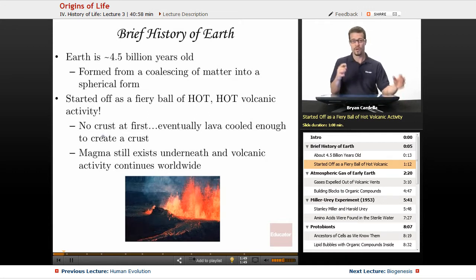Back then, in Earth's early years, eventually you had enough cooling, in a sense, calming down of that frequency of volcanic activity to have a crust. So there wasn't a crust at first, but eventually the lava cooled enough to create it. And once you have land, something a little bit more stable and cooler, you can then have some more steps leading towards life. Like I said, magma still exists underneath, plenty of it, and volcanic activity is continuing worldwide. So here's an image of that volcanic activity.